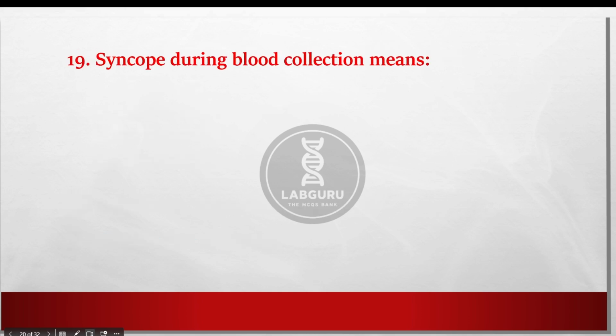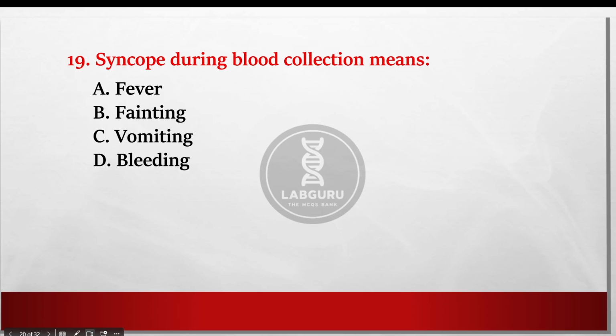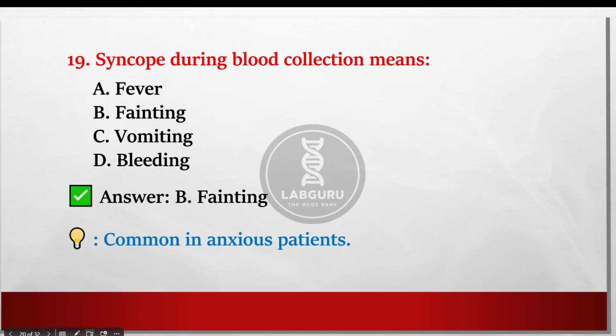Question number 19. Syncope during the blood collection means. Option A is fever, option B is fainting, option C is vomiting, and option D is bleeding. What is the meaning of syncope? So here the right answer is fainting. During blood collection, syncope means fainting. It is very common in anxious patients who fear needles and blood. These patients can get syncope during the blood collection.